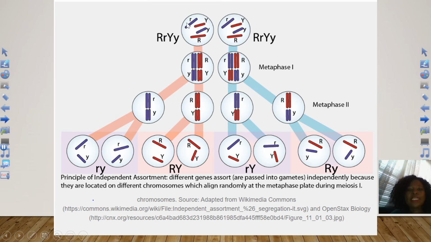So if you look here, starting at the top, this is a representation of the nucleus of a cell, with the chromosomes that are carrying the alleles: capital R, which is carried in that red chromosome, and the capital Y in that smaller, shorter red chromosome. And then you have your small r in that blue chromosome, which is longer, and then you get your small y in that blue chromosome, which is shorter.